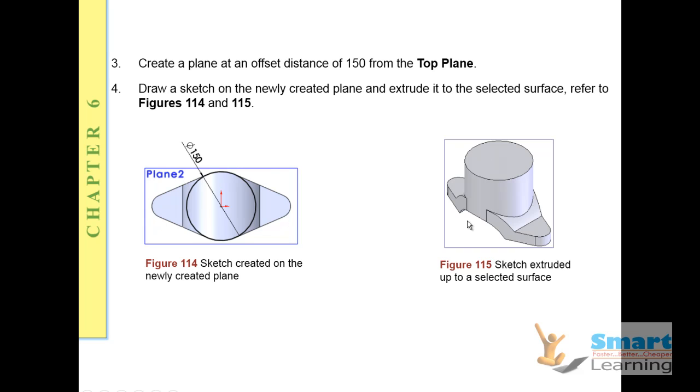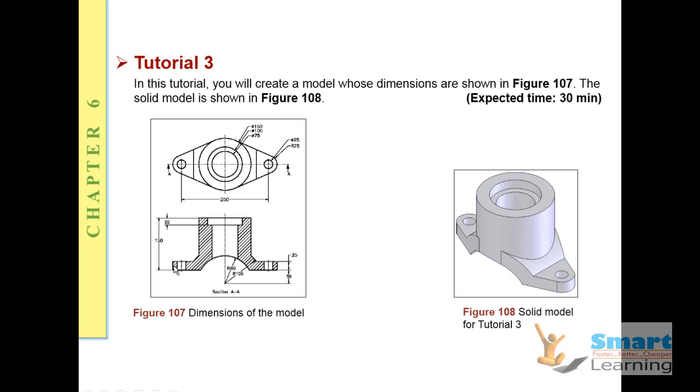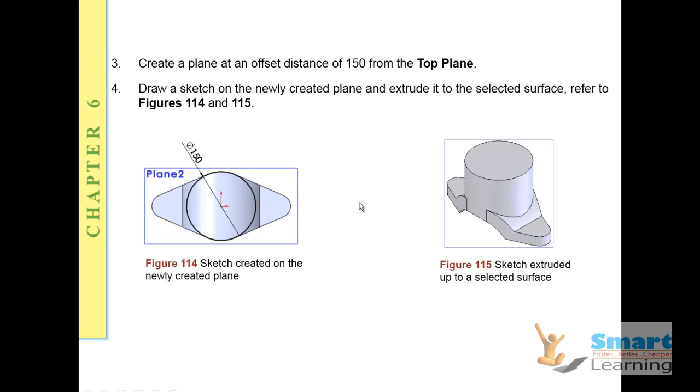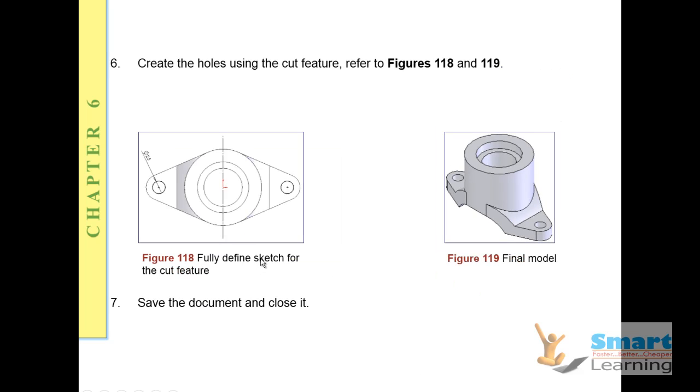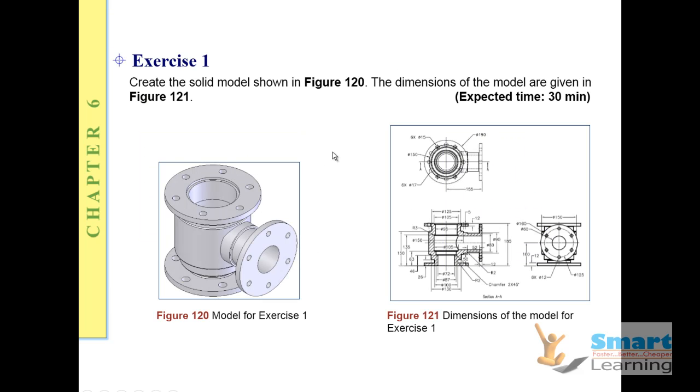You can see this plane 2 is offsetted at this particular height, which you can find from here. This is at 150, from the base 150 you have to create the datum plane, and after that you will be creating the counter bore. So you have to select this profile and you have to go for revolve cut, and you have to define this, and after that you have to drill the holes with a 25 diameter centered to this, and you will be done.